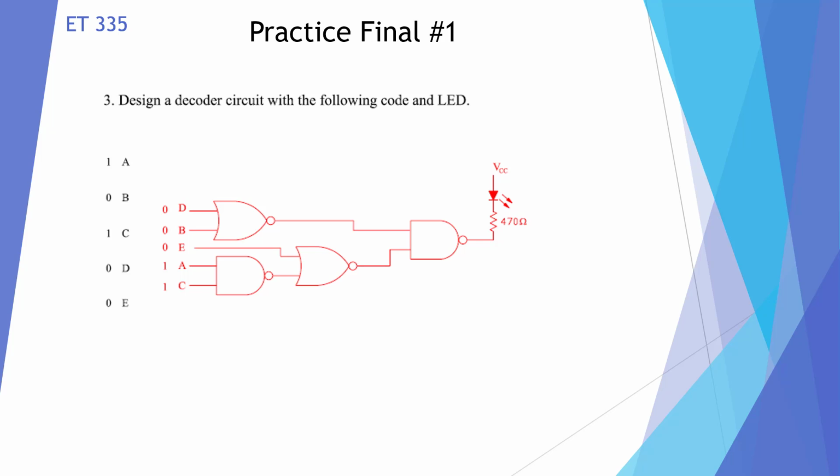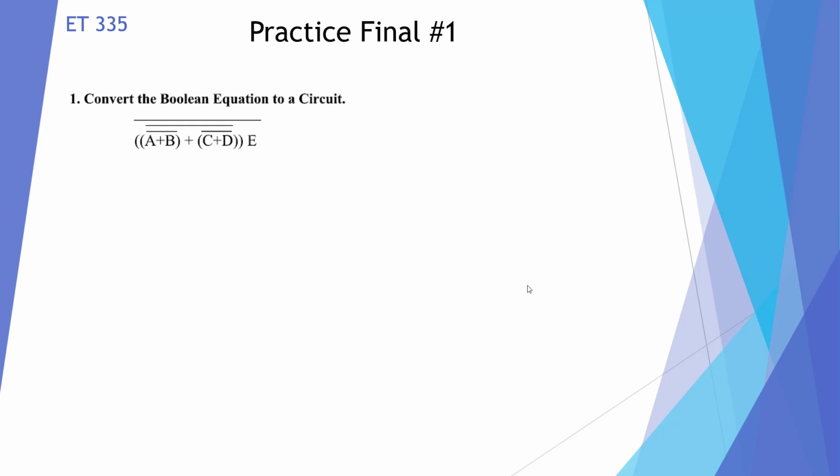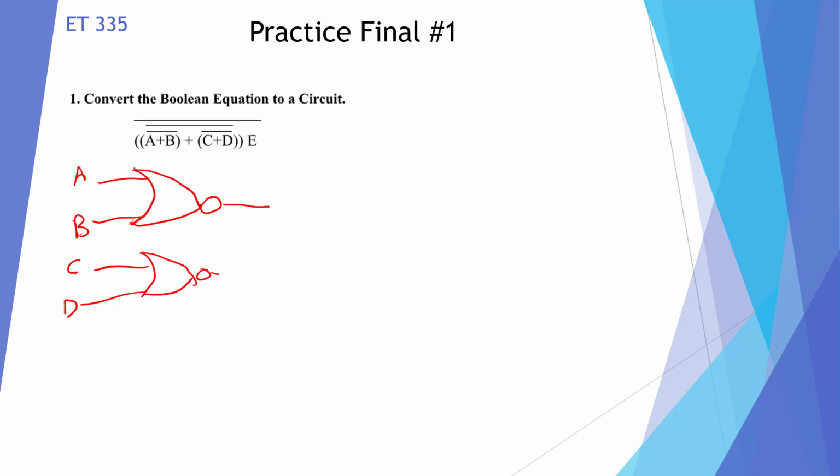There are many ways we could do this. We want to convert this Boolean equation to a circuit. So the first one is going to be a NOR gate, A and B. We need a bubble for the NOR. The other one's going to be a NOR gate with C and D. And then we're going to go into what appears to be another NOR gate.